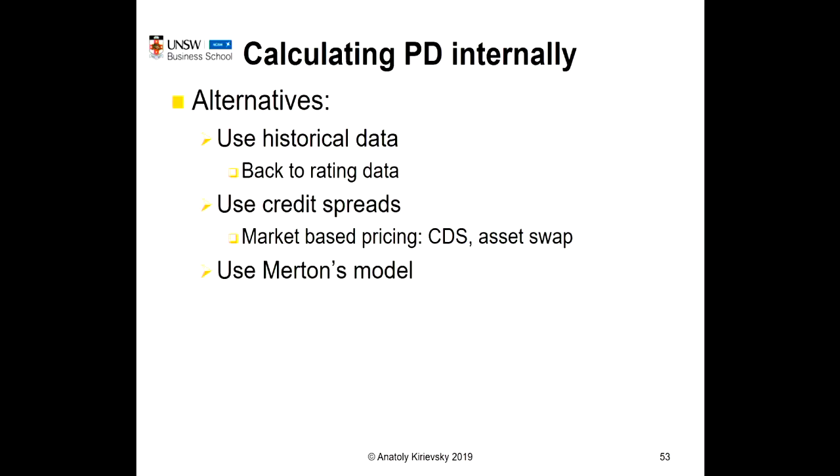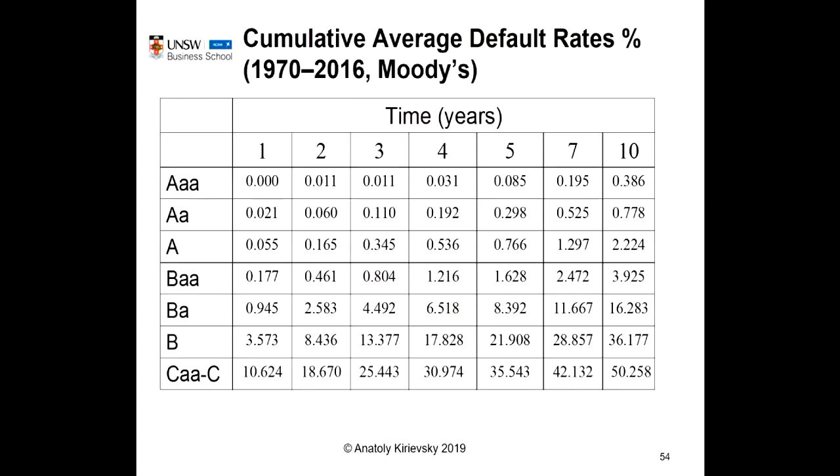You can use historical data, right? So of these types of companies, how often have they defaulted? You can use credit spreads, so looking at the market data, or you can use the Merton model. So historical data, and this is where, you say credit rating, you read what credit ratings are about, it doesn't say that it's actually a probability of default. But then, that's exactly what it's used for.